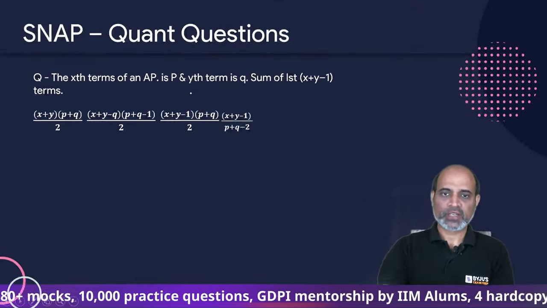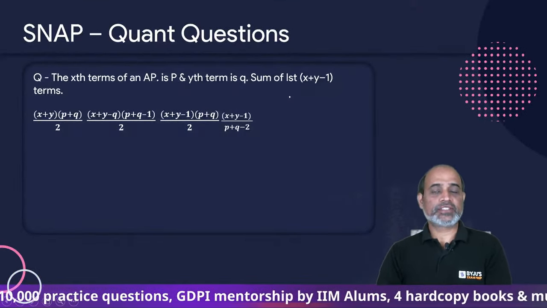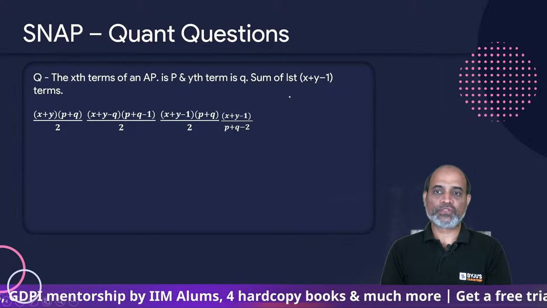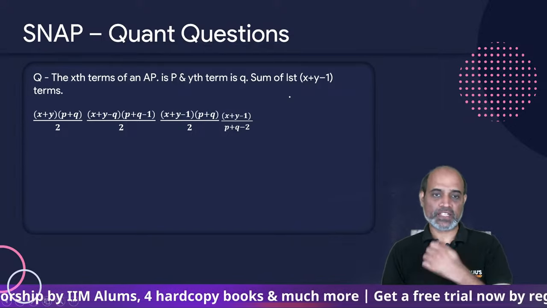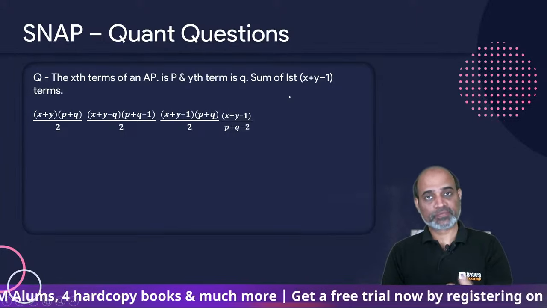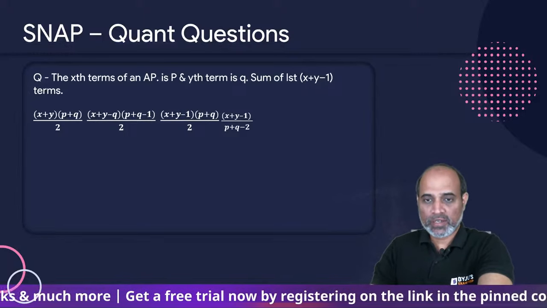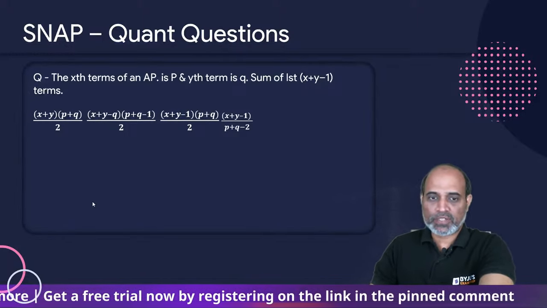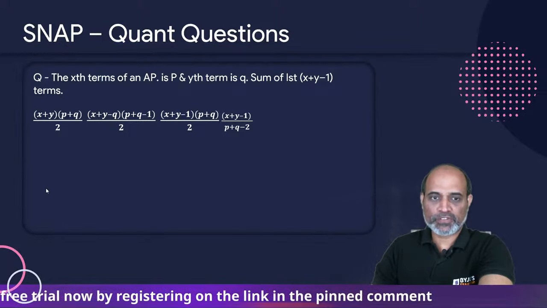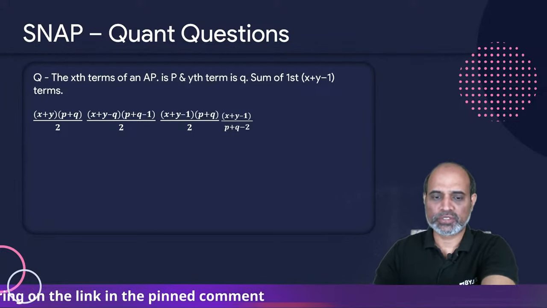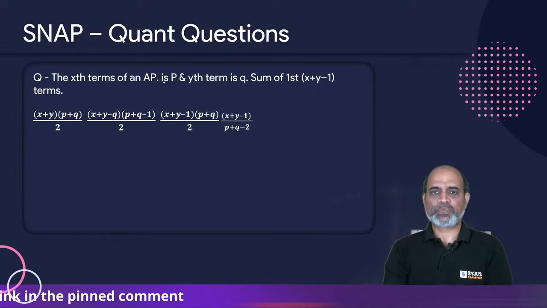The x term of an AP is P and the y term is Q. The sum of the first x plus y minus y terms will be what? Right? Again, a very typical question, which you guys may have come across earlier in sequences and series. If you have solved questions, then what will you do?